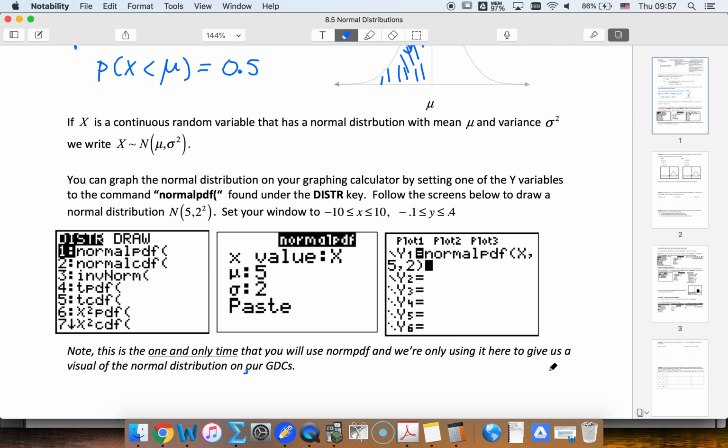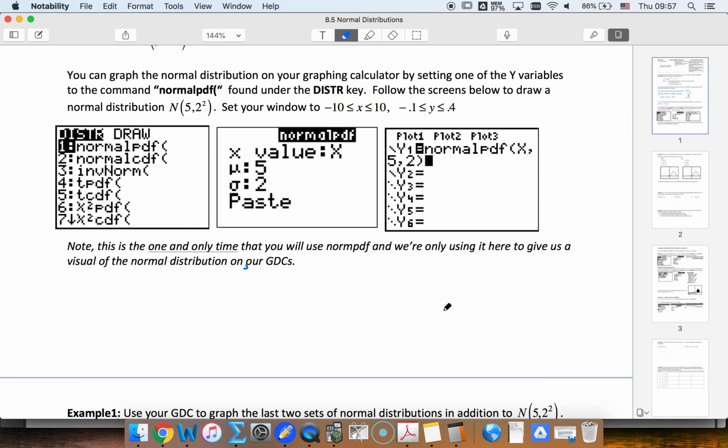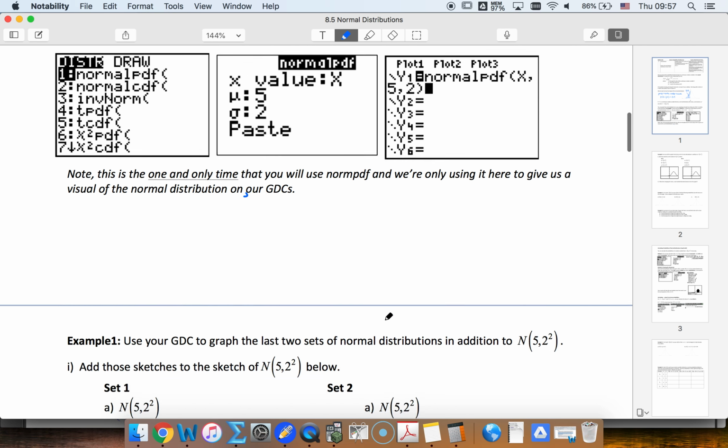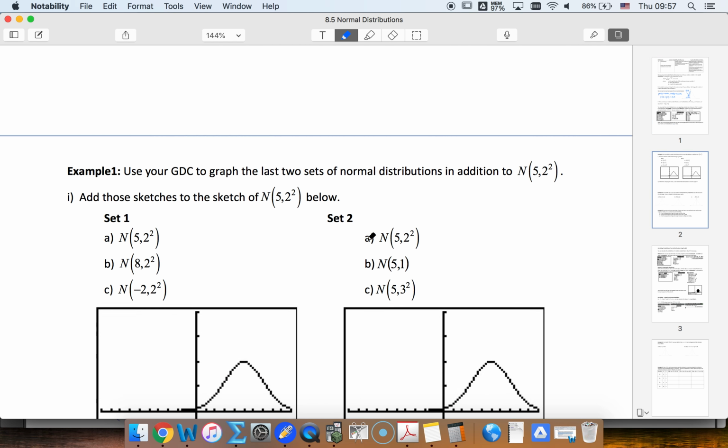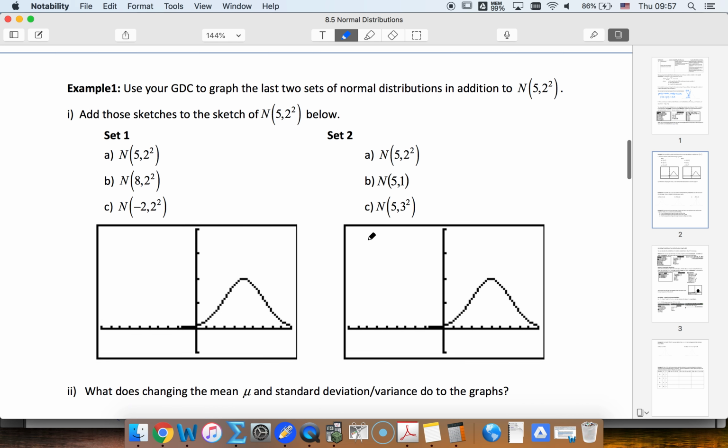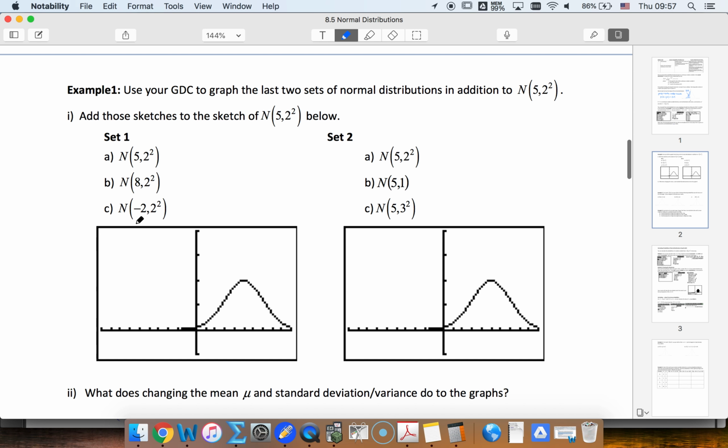And so that's what I would like you to do. I would like you to start, see what happens as we change the mean and variance. So if I go ahead and put this into my calculator and graph it, I would like you to graph these three things actually. Graph with three different mean values, 5, 8, -2. All of them have standard deviations of 2. And look and see what happens. Here's my 5, 2.